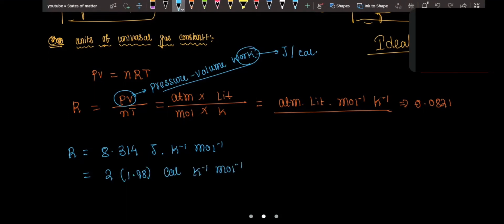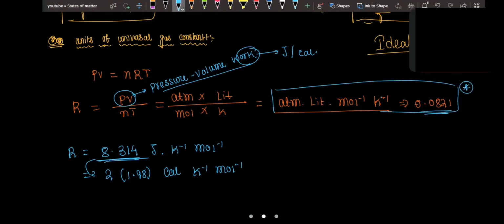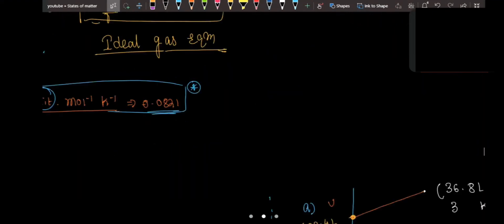Now you can anytime convert joules to calories, right? You know the conversion factor is 4.2. And if you just look into it, 8.314 and 0.082 are very near, like the conversion factor would be near about 100. So it's not difficult to remember all these units. But this 0.082 would be the most important value for you, because atm and liter are the standard units for pressure and volume that we take. So 0.0821 is going to be very important. You're going to see this value over and over again in most of the questions.